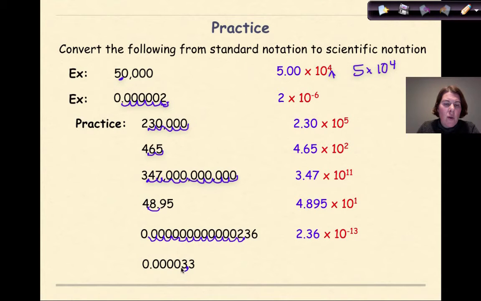So I'm going to put this over 1, 2, 3, 4, 5. This is moving to the left, so my exponent will be negative. So this is going to be 3.3 times 10 to the negative 5.